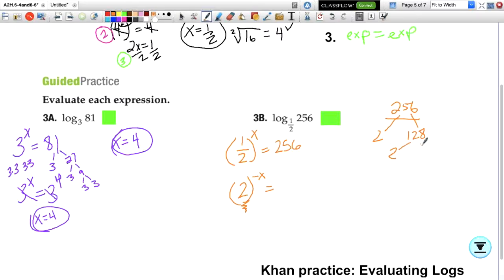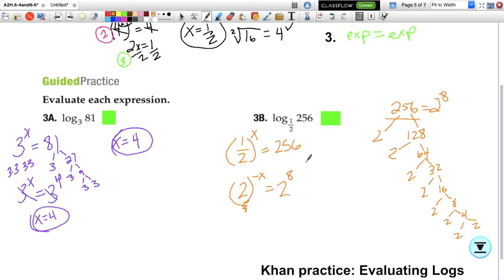So that's going to be 64. 64 cut in half is going to be 32. 32 cut in half, because again it's even, is going to be 16. 16 cut in half is 8. 8 cut in half is 4. 4 cut in half is 2 and 2. So 256 is actually equal to 1, 2, 3, 4, 5, 6, 7, 8: 2 to the 8th power.